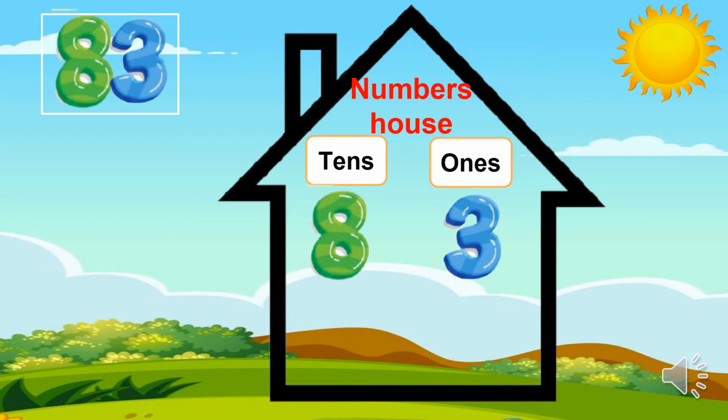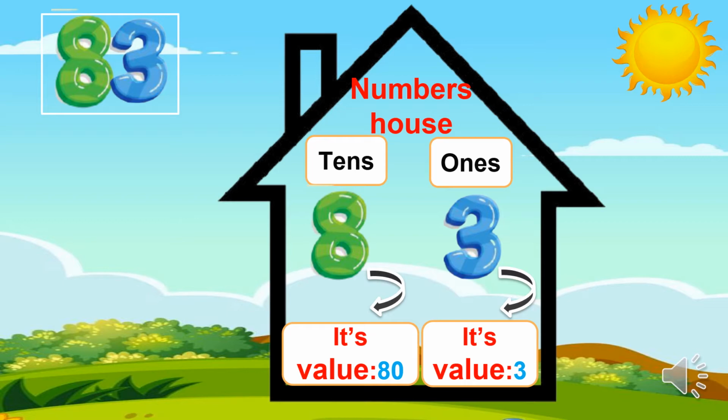Now I want to get the value of each number. Here, 3 is in the ones place, so its value equals 3. 8 is in the tens place. Do you remember when we said before, 1 in tens equals 10, 2 tens equal 20, 3 tens equal 30? So 8 in tens equals 80. So its value will be 80.